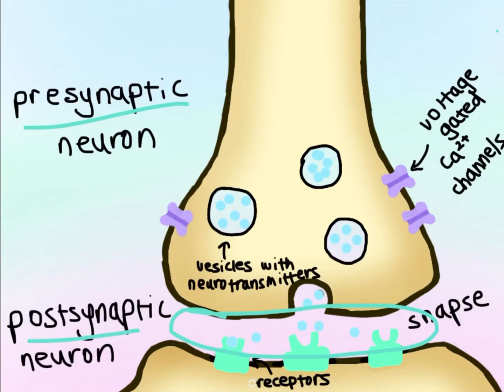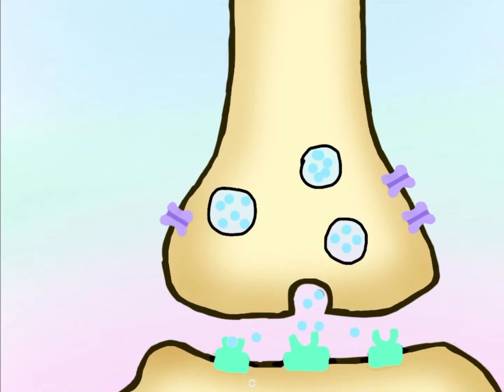The postsynaptic neuron has receptors here that bind to neurotransmitters released by the presynaptic cell, and when these neurotransmitters bind to receptors in the postsynaptic cell, it initiates some type of excitatory or inhibitory response depending on the type of neurotransmitter. On the sides of the presynaptic neuron, as you can see here, are the voltage-gated calcium channels, and these will be really important in initiating neurotransmitter release. So let's take a look at the events that cause the neurotransmitter to be released.